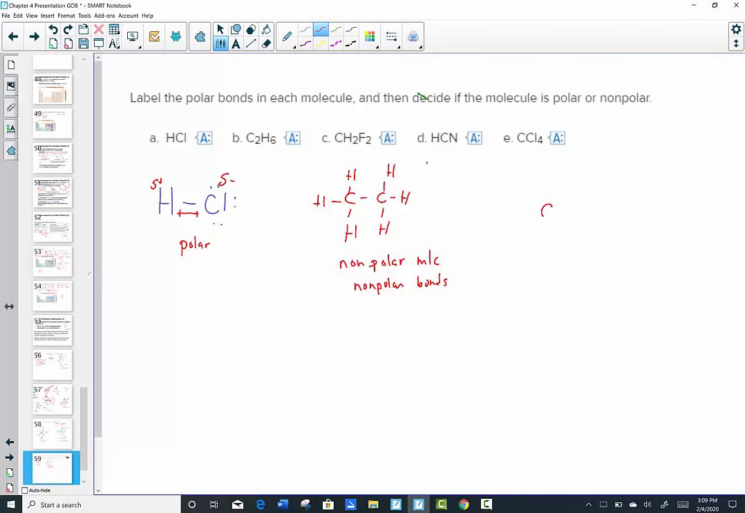Letter C, I have a carbon leading out to 2 hydrogens, leading out to 2 fluorines. Tetrahedral. Fluorines are very electron rich, the strongest of strong nonmetals. So the polar bonds between the carbon and each of the fluorines create this very rich region of electron cloud around the fluorine, a very deficient region of electrons around the hydrogen, making this molecule polar.